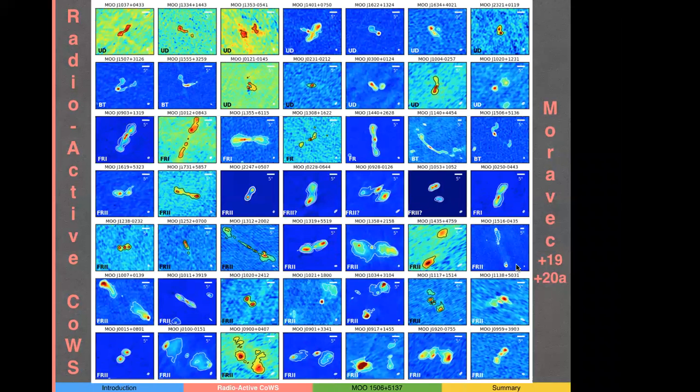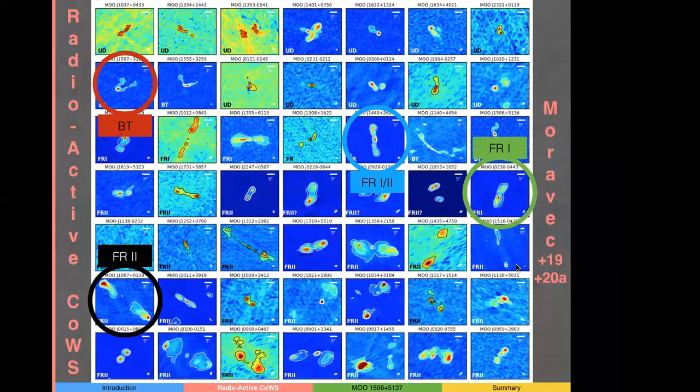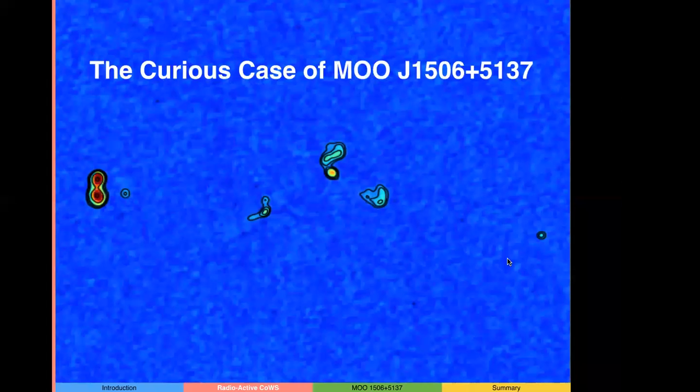So these are the 50 sources in the MaDCoWS clusters. There are all sorts of morphologies, but I'm not here to talk to you today about that. I just wanted to give you a broad context of this particular galaxy cluster, so 1506. So this one was very interesting because it stood out in several different ways.